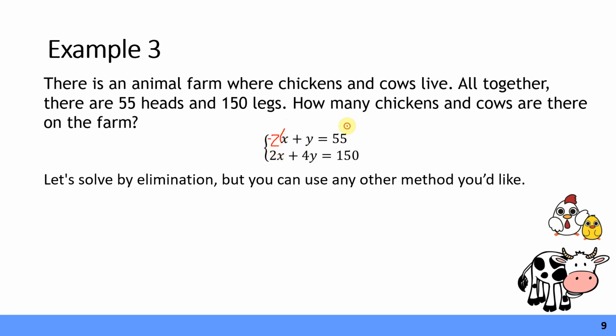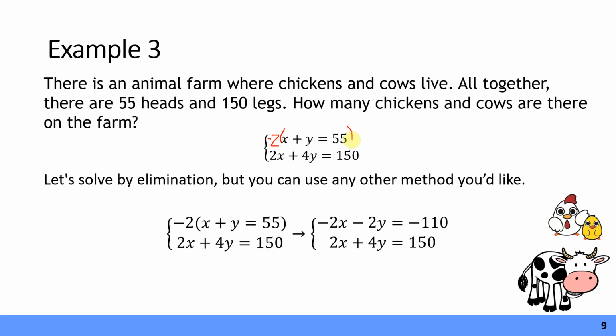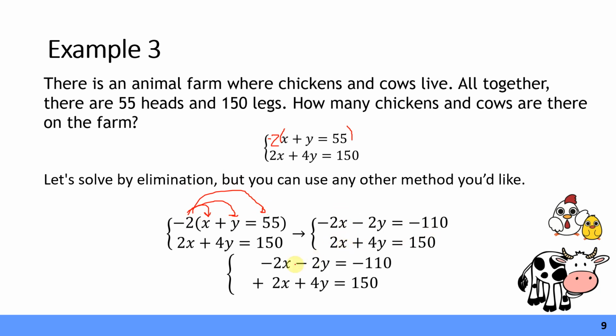So I'm going to have to multiply all of the top by -2. Now again, it's all of it. So -2 times x gives me -2x, -2 times y gives me the -2y, and the -2 times 55 gives me -110. If you notice, now both of these are opposites, so I can move on to adding them. So when I add them together, these two cancel out. The 4y minus 2y gives me +2y, and -110 plus 150 gives me 40. Now, to leave the y by itself, I divide both sides by 2, and I'm left with y equals 20.